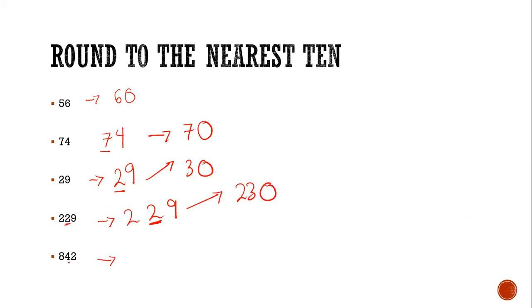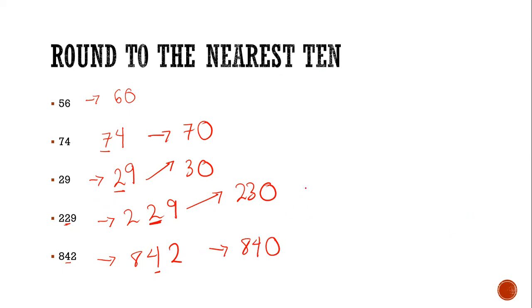842. Again, the tens in this number is 4. Okay, what's the number after the 4? It's 2. Is 2 5 or more? No, it's less than 5, so we round it to 840.